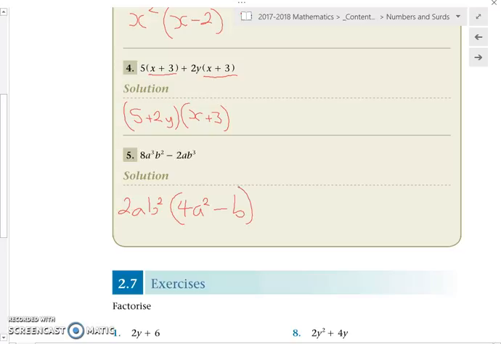That all right? Double check yourself. 2AB squared times 4A. 2 times 4 is 8. A times A squared gives me A cubed. B squared times, there's nothing there, so it becomes B squared. I shouldn't say nothing there. It's basically timesing it by 1. B squared times B gives you B cubed. You guys all right with that?